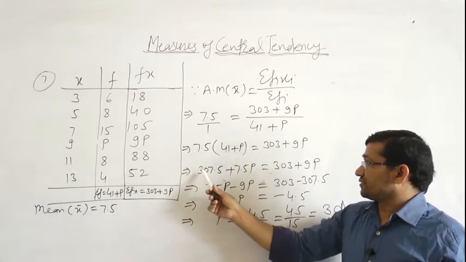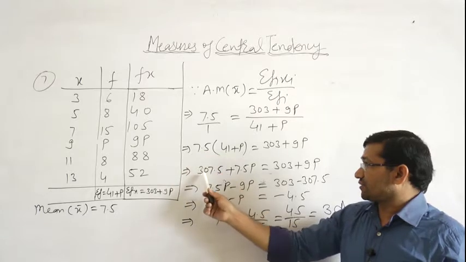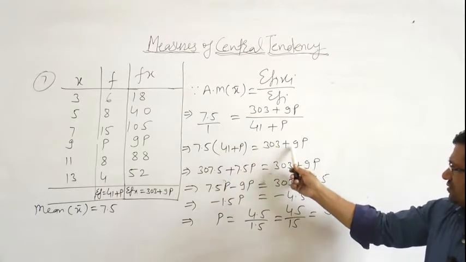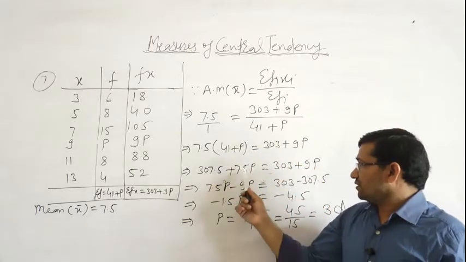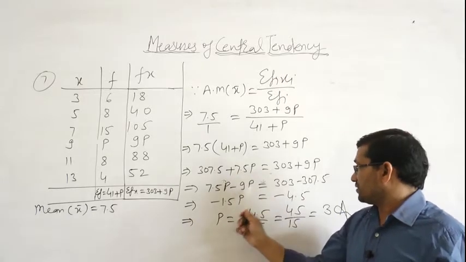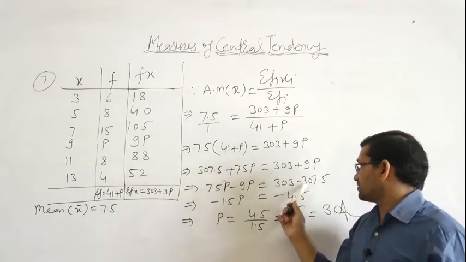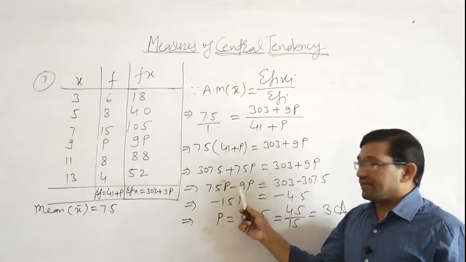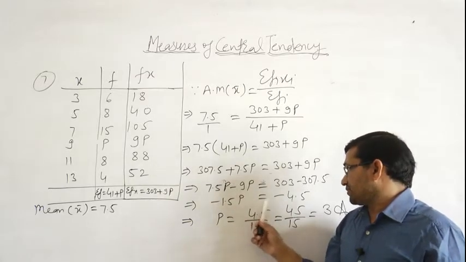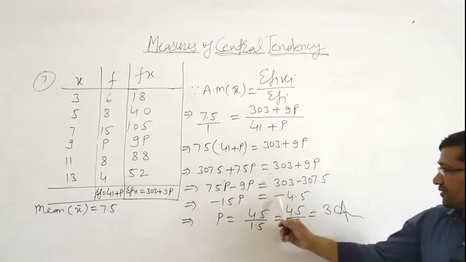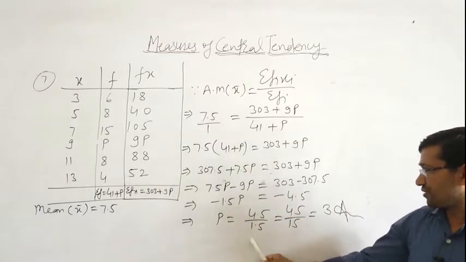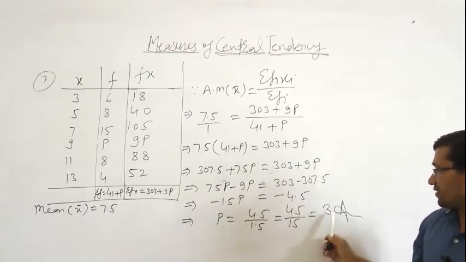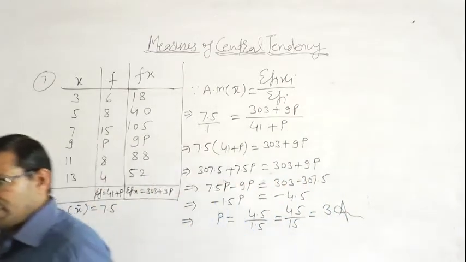After solving, 7.5 multiply 41 is 307.5, plus 7.5p is equal to 303 plus 9p. Then 7.5p minus 9p is equal to 303 minus 307.5. 7.5p minus 9p we get minus 1.5p is equal to minus 4.5. Minus cancelled by minus, p is equal to 4.5 divided by 1.5 is equal to 45 divided by 15, that is 3. So this is the value of p.